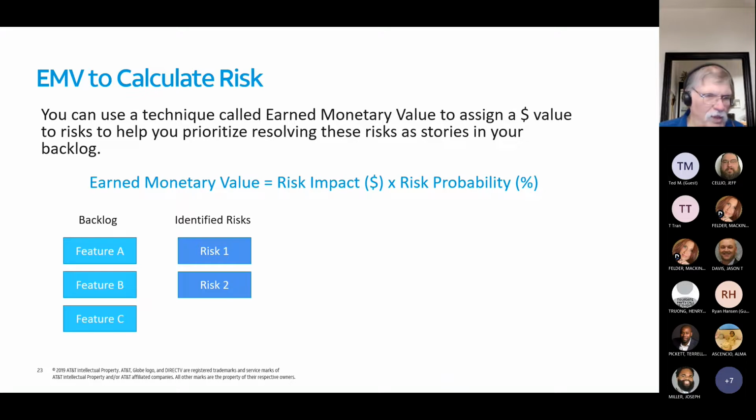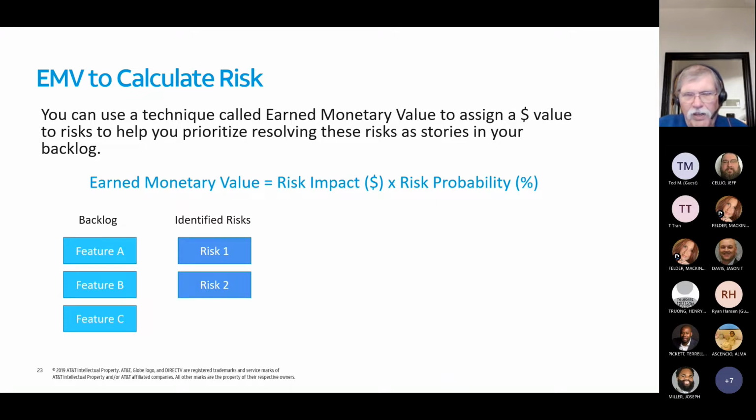You may be able to do things proactively so that the remediation for these risks then enters the backlog and is prioritized. If it's a low risk item, if the impact isn't much, you may not have to do anything. You may be willing and able to accept that risk and deal with it if it occurs.